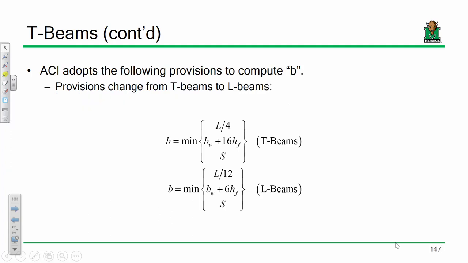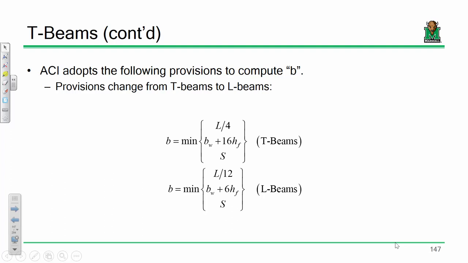So what we do in ACI is we determine this width, which I'm calling B. We determine this width B as the minimum of these quantities. I have two rules here, one for T beams and one for L beams. What do I mean by L beams? The L beams are just the ones on the end. If I have a floor system, you'd have L beams on the ends and T beams in the middle. So it's a pretty simple rule.